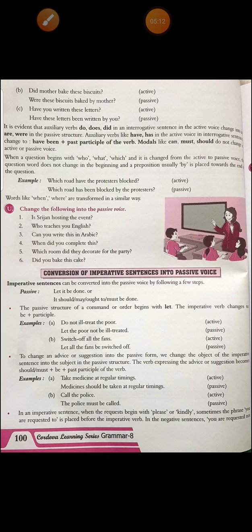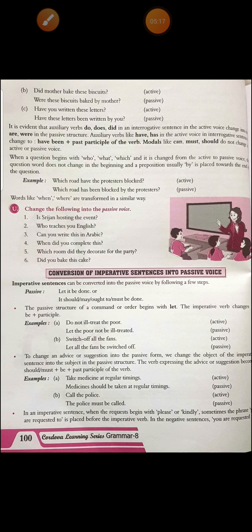Now, when a question begins with who, what, which, and it is changed from active to passive voice, the question word does not change in the beginning, and a preposition, usually by, is placed toward the end. See the example. Which road have the protesters blocked? Which road has been blocked by the protesters? So you can see which is not changed. Okay. And you can find the preposition by at the end of the sentence. I hope this is clear.